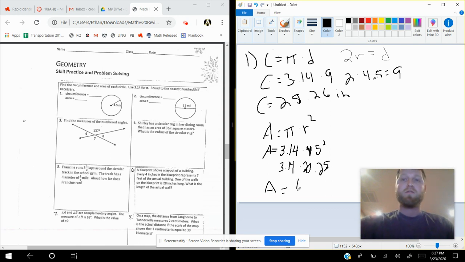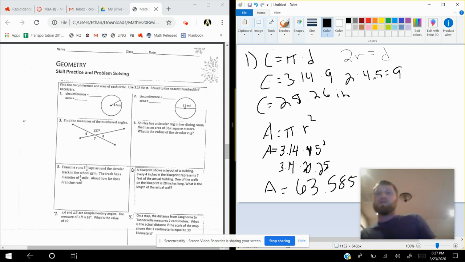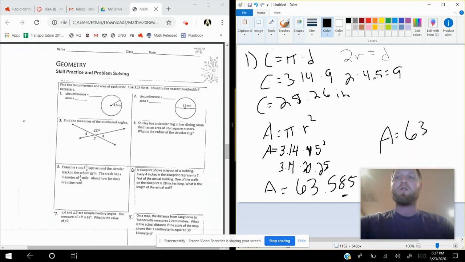That's going to give us 63.585. So if you remember, we're going to have to round to that spot where the 8 is. Well, the 5 is going to make that 8 turn into a 9 because it's closer to 0.59 than 0.58. So our area is going to be 63.59 inches squared.